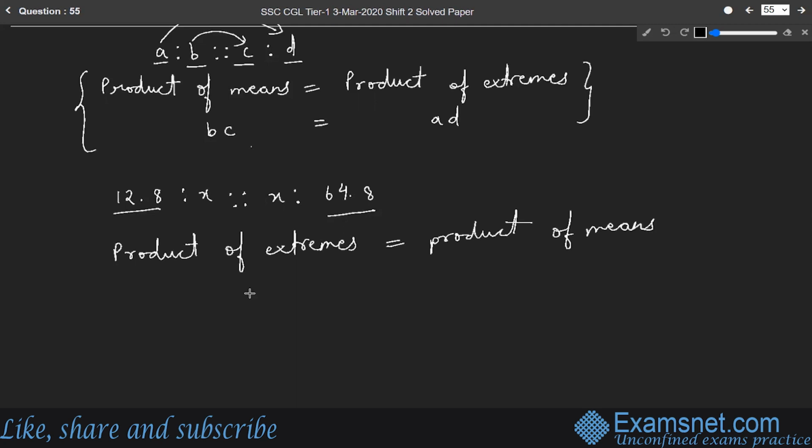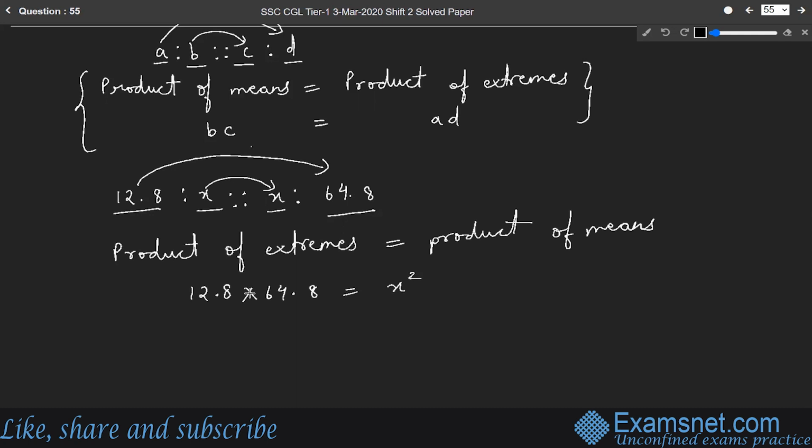What are the values for extreme? First and last value means 12.8 into 64.8 is equal to product of means. Product of means X into X. This will be the product of means. So X into X will be X square, right?